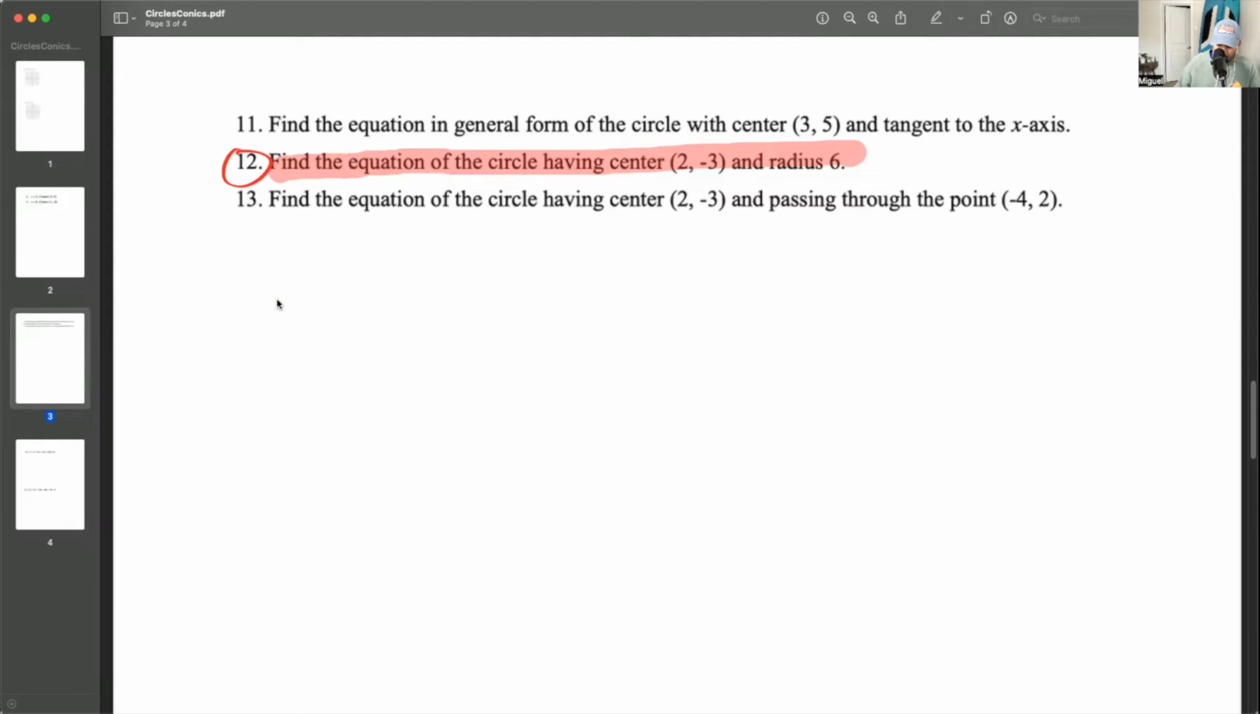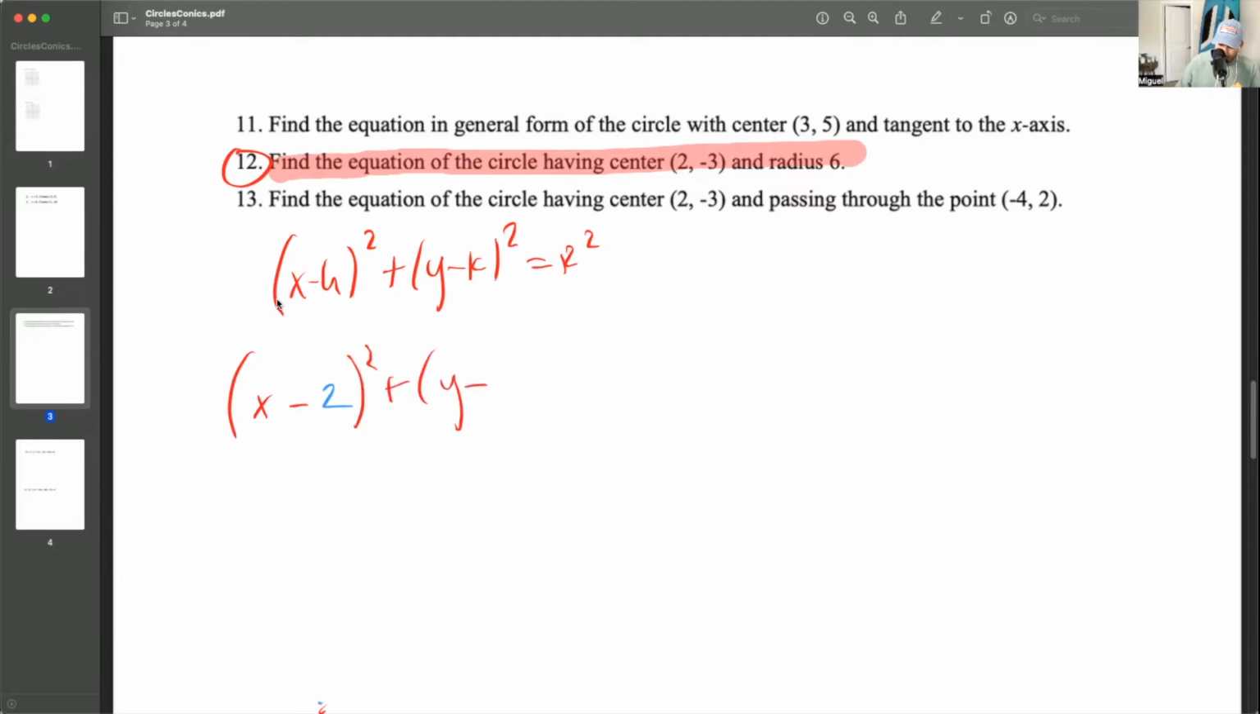Again, whoops, I'm using a highlighter here. We have (x - h)² + (y - k)² is equal to r². Well, it looks like we know our center and we know our radius. So I'm just going to go ahead and plug all those values in. (x - 2)² plus (y - ), check this out, the k value is -3, so I'm just going to be very obvious with the -3 there, and as I write my parentheses, equals 6².